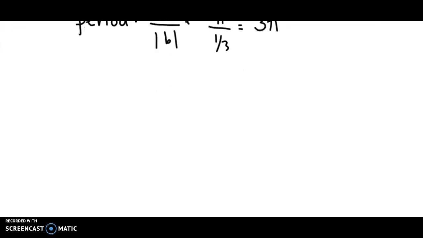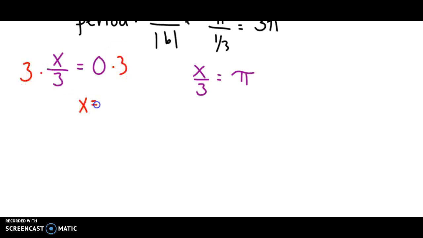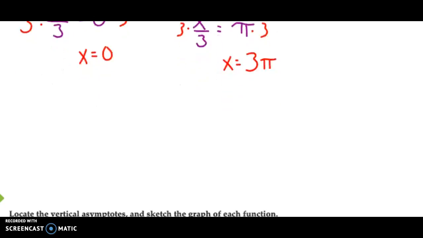Now we want to find our vertical asymptotes. So we'd say x over 3 plus 0, we don't even have to put that in there, is equal to 0, and x over 3 plus 0 is equal to pi, because remember we want to set them equal to 0 and pi. I multiply both sides by 3 here, and we get x equals 0. Multiply both sides by 3 here, and we get x equals 3 pi. So our period is 3 pi radians, and my vertical asymptotes are going to be at 0 and 3 pi. So let's make a table of values.